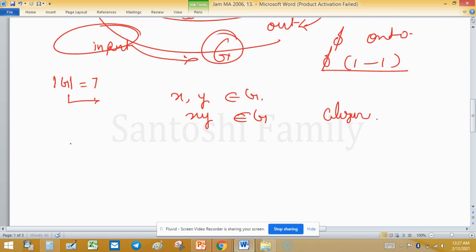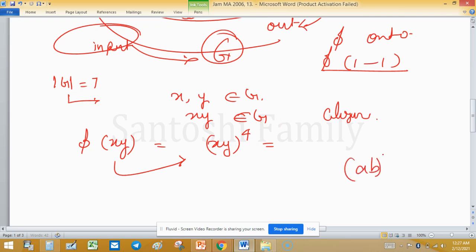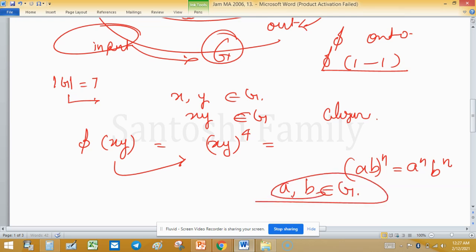If this is an element, apply phi, and by the property of phi, the input is raised to the power 4. Because G is abelian, (ab) raised to the power n can be written as a raised to the power n times b raised to the power n, when a and b are elements of G.